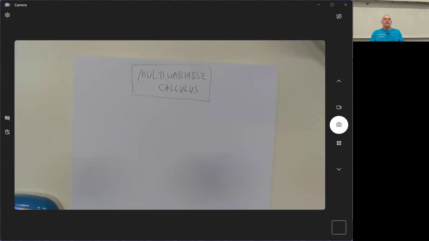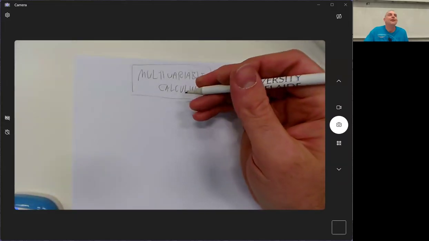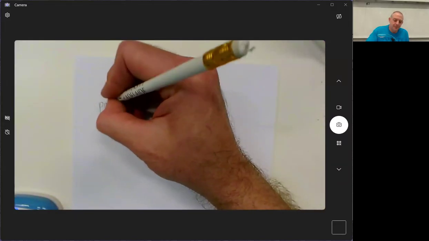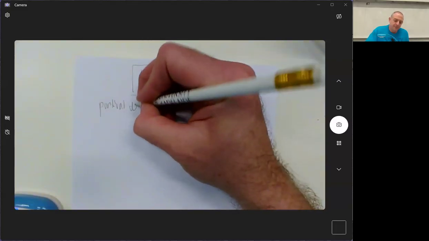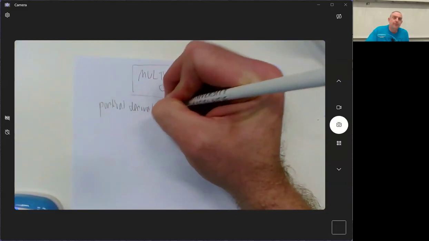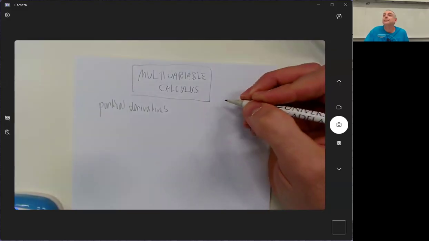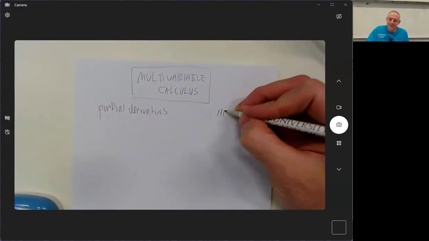Can you just call out some words that go with multivariable calculus, just to get you in the right zone? What? What did you say? Hell.